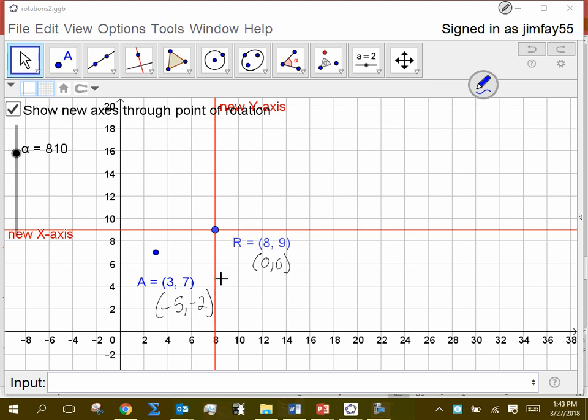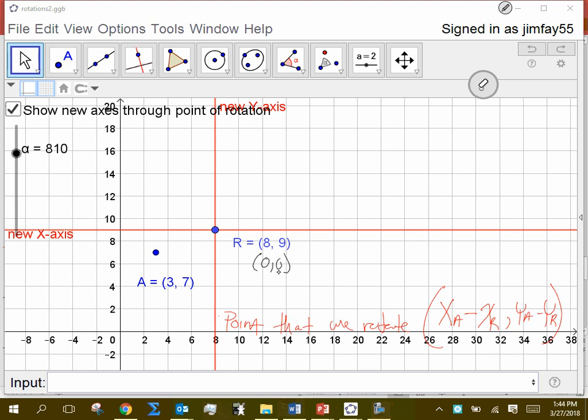So I can say that this -5, -2, the point that we rotate, can actually be found by taking the x value of A, and that's A right there, and subtracting from it the x value of R. Does that make sense to everybody? And then comma, the y value of A minus the y value of R. So let's see if that works.